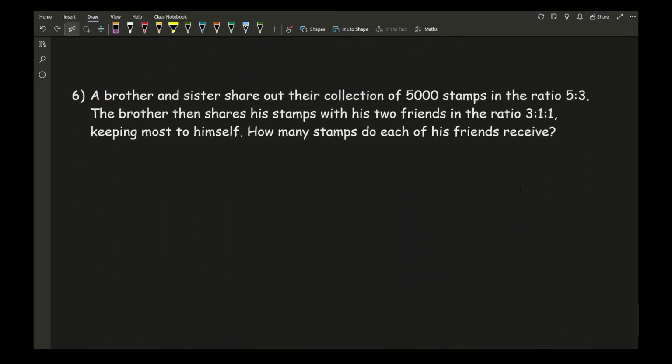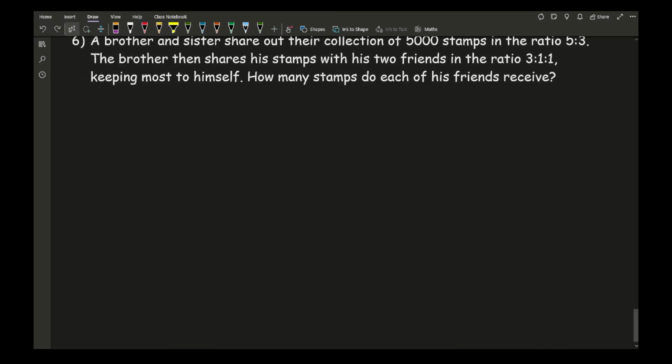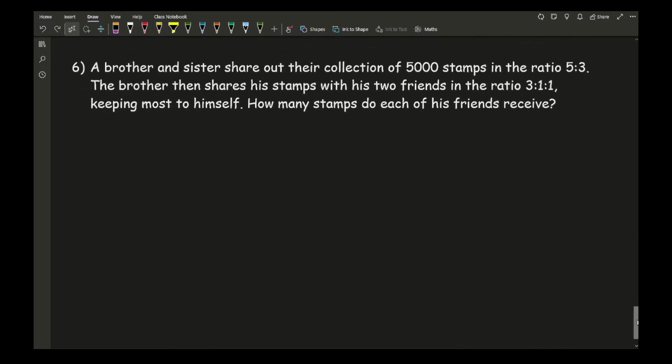And then finally, here what we've got is a more complex question, and this definitely involves a fair bit of reading. So it says a brother and sister share out their collection of 5,000 stamps in the ratio of 5 to 3. The brother then shares his stamps with his two friends in the ratio of 3 to 1 to 1, keeping the most to himself. How many stamps does each of his friends receive? Now this is a multi-stepped ratio question, and if you were to get this in an exam, then it would be worth a fair few marks to boot. So it's really important that you present your work and set your work out collectively and properly.